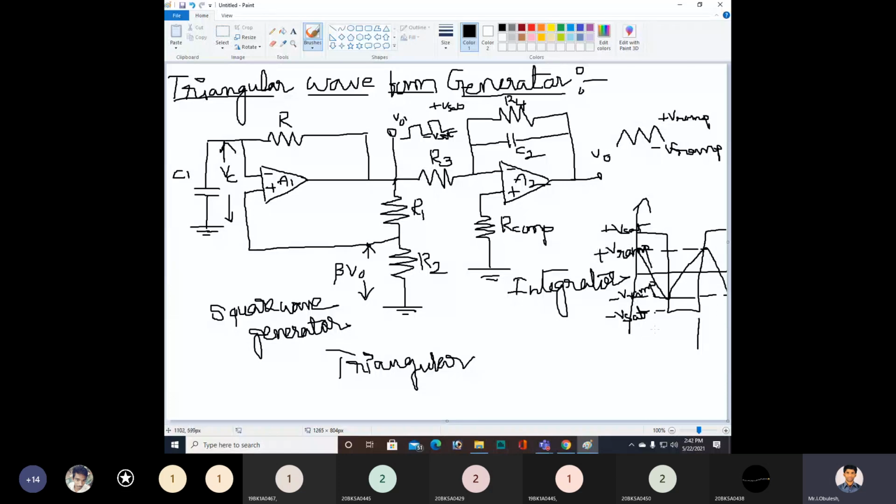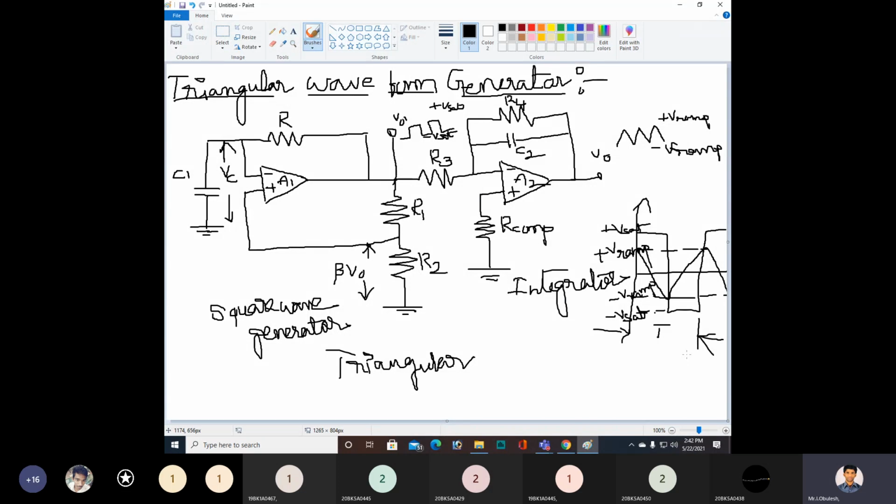This is the time period T. Then we need to discuss this diagram first. See, this circuit consists of dual op amps, A1 and A2.